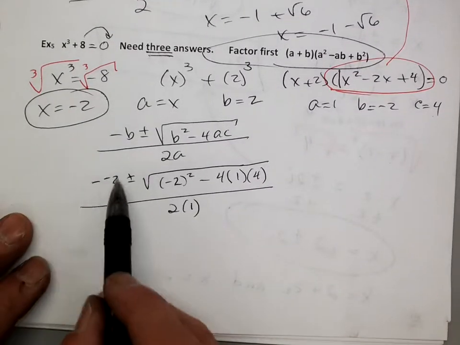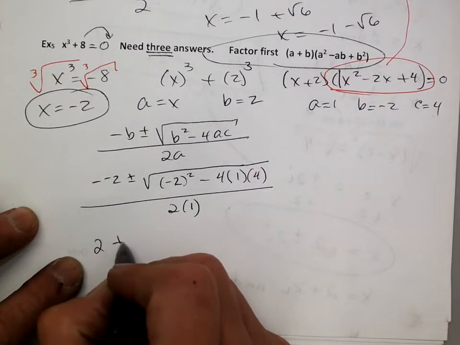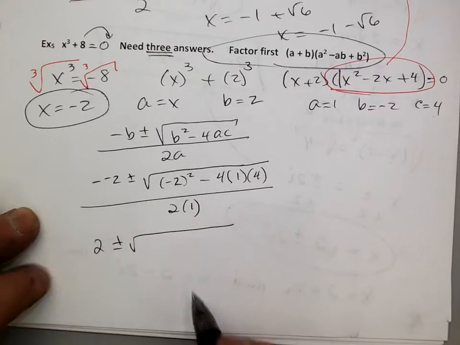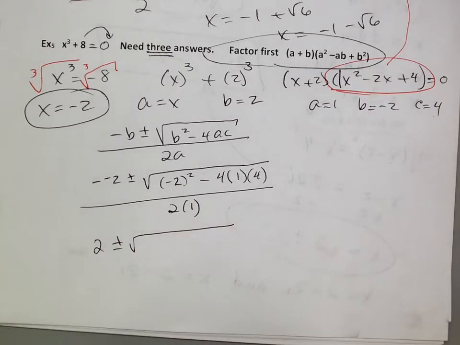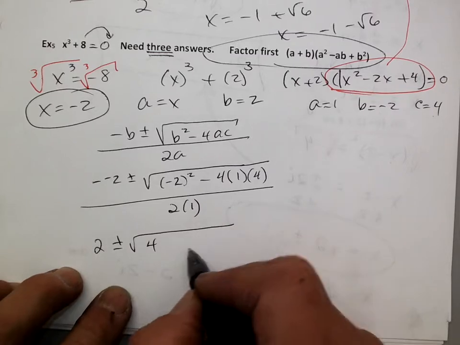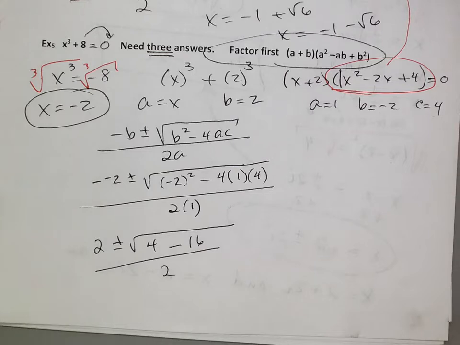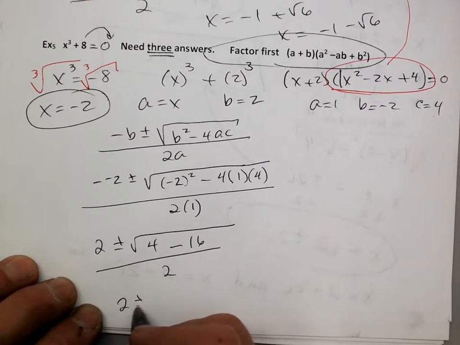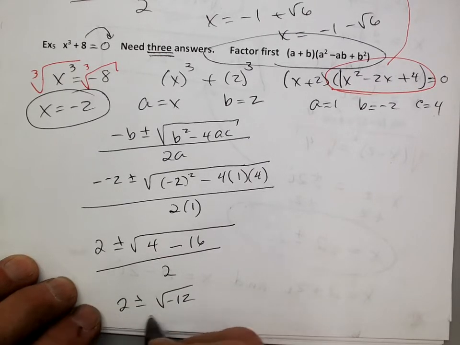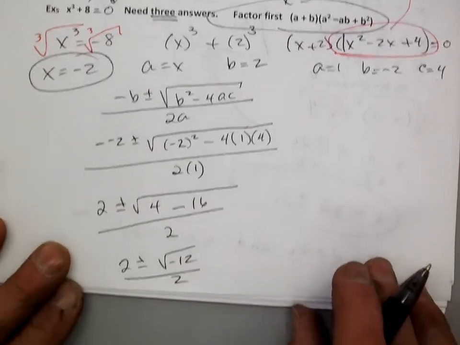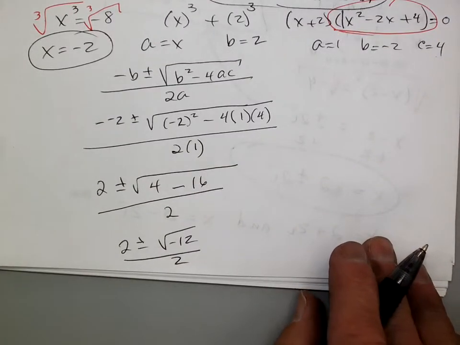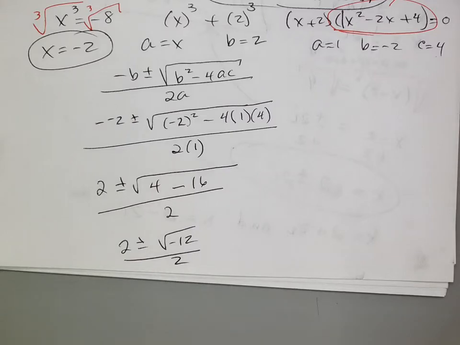Double negative, right? Negative, negative. It's a positive 2 plus or minus square root. Negative 2 squared. Negative 2 times negative 2 is a positive 4 minus 16 over 2. Okay? Am I going too fast? No. Okay. So then I'm going to have a 2 plus or minus the square root of a negative 12 over 2. I think we're going to have an i answer. Why do I think we're going to have an i answer?